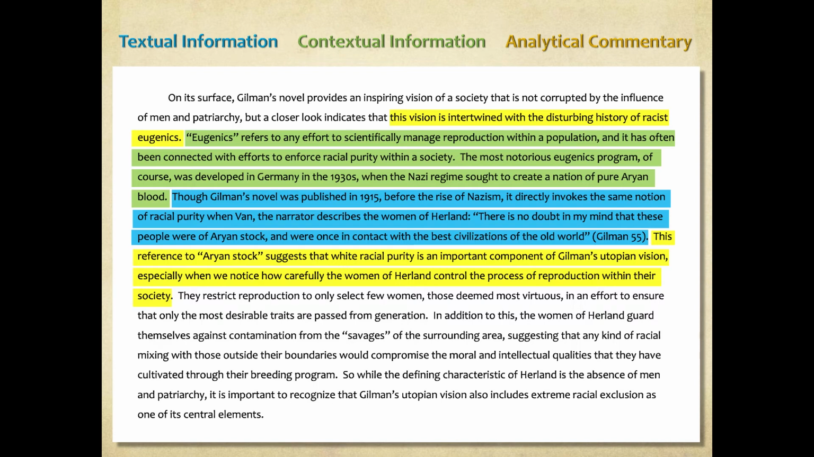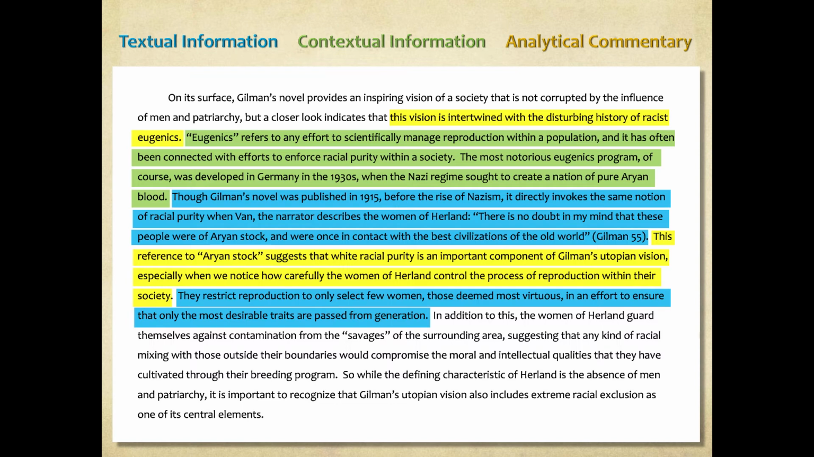They restrict reproduction to only a select few women, those deemed most virtuous, in an effort to ensure that only the most desirable traits are passed from generation to generation. Okay, this isn't a direct quote from the text, but it's a nice brief summary of important information from the text, and that information directly supports the assertion that the women of Herland closely control the process of reproduction in their society. In other words, they practice eugenics.